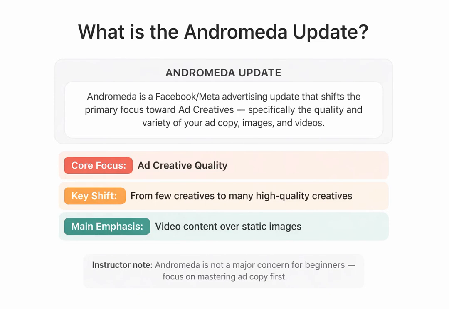Now, let's talk about the Andromeda update, a topic that came up as a question during the session. Andromeda is essentially a meta-advertising update that places a much stronger emphasis on ad creatives. In the past, you could run a campaign with just a few creatives and do reasonably well. But with Andromeda, the algorithm is now designed to reward advertisers who produce a higher volume and variety of high-quality creatives. The instructor is careful to point out that for beginners, this shouldn't be overwhelming.